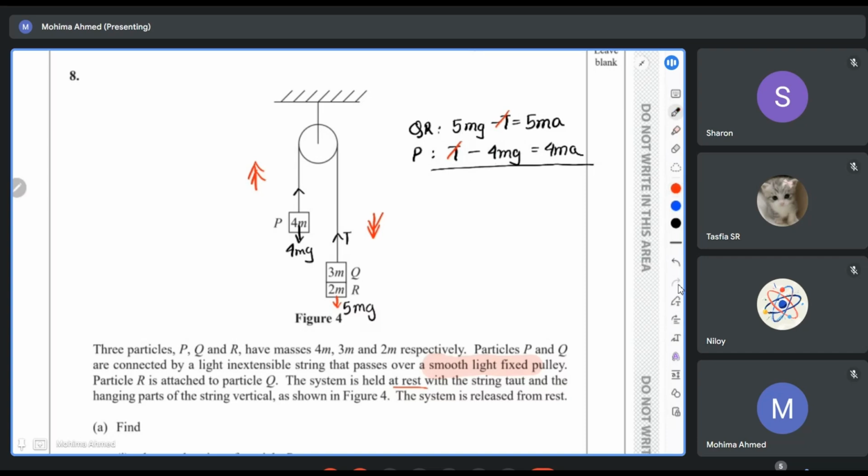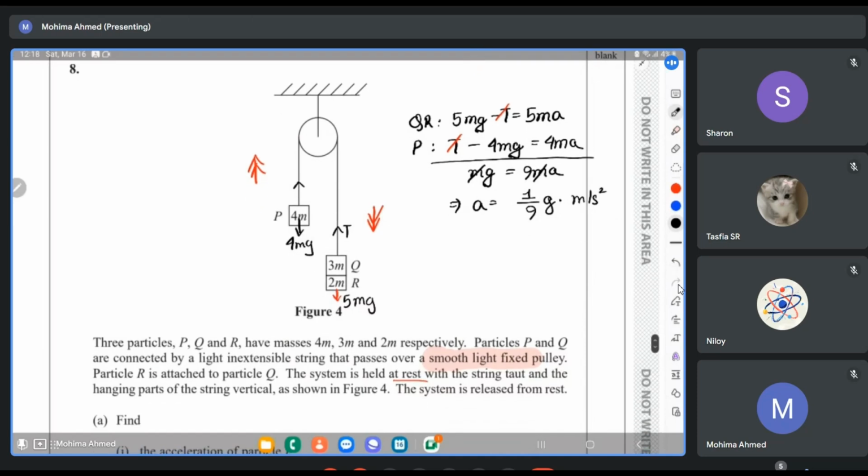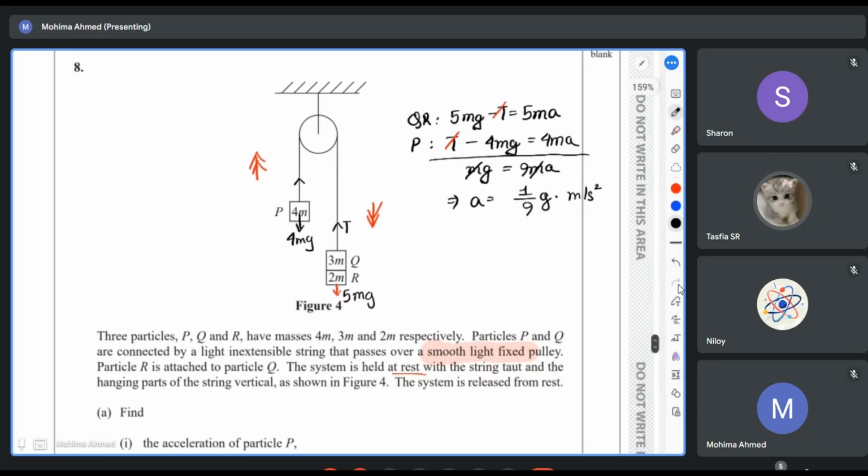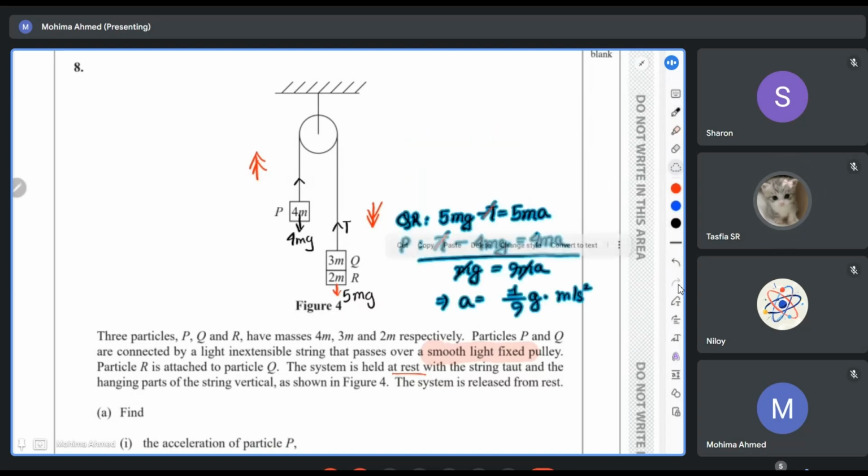We have 5mg minus 4mg, that's just mg, equals 9ma. The masses cancel out, and the value for a is just going to be g over 9. I should write the g clearly, so there's no confusion with the 9. So this is the value for your acceleration. Is this clear? Yes. Okay, and then we have to find the value for tension also, right?